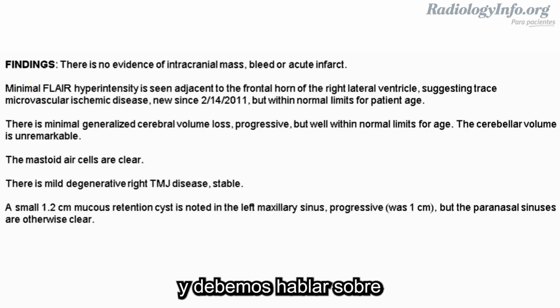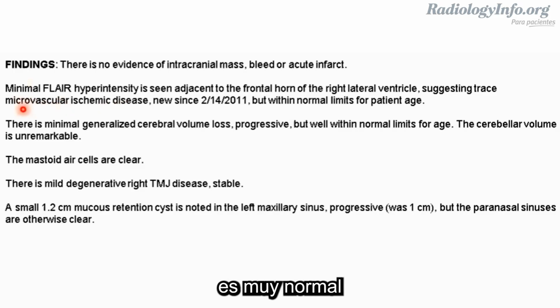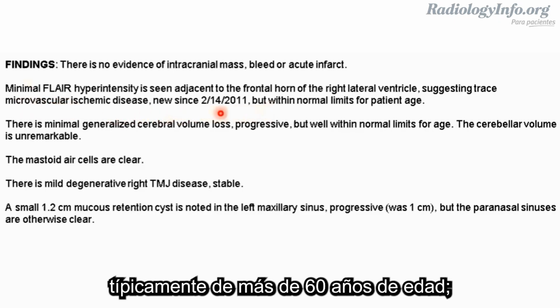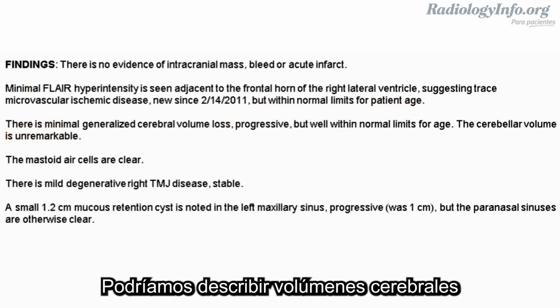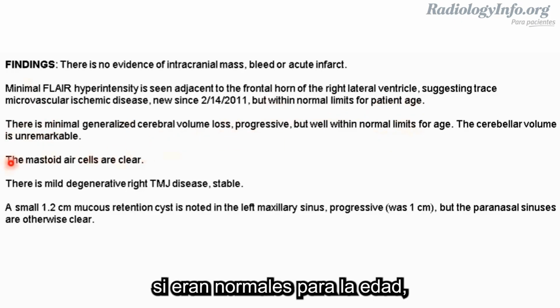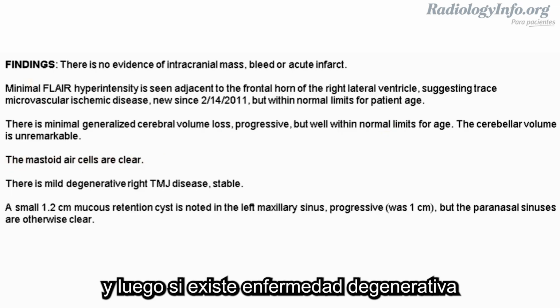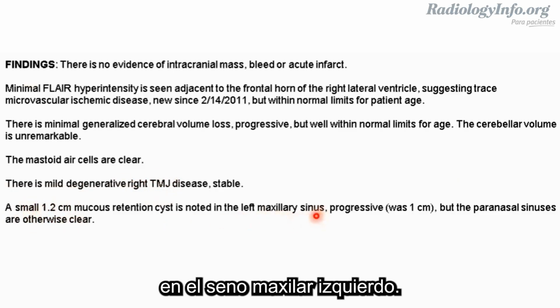And we might talk about whether there's microvascular ischemic disease. Again, it's very normal to have some microvascular ischemic disease for anyone typically over the age of 60. This case was just minimal and within normal limits for age. We might talk about their cerebral volumes and mention whether they were normal for age, and the mastoid air cells as well, and then whether there's degenerative disease in the temporomandibular joints. And here was a small mucus retention cyst in the left maxillary sinus.